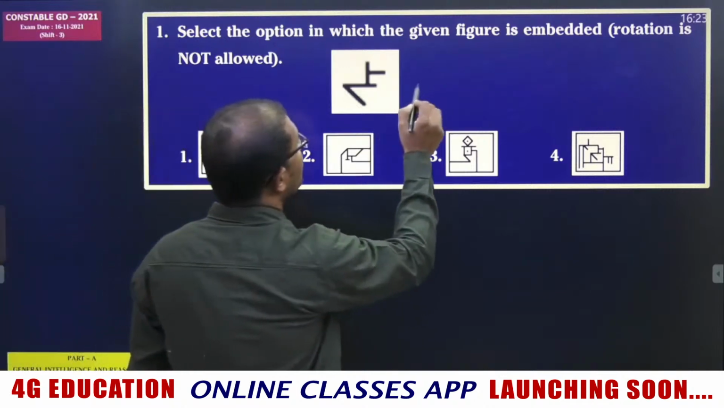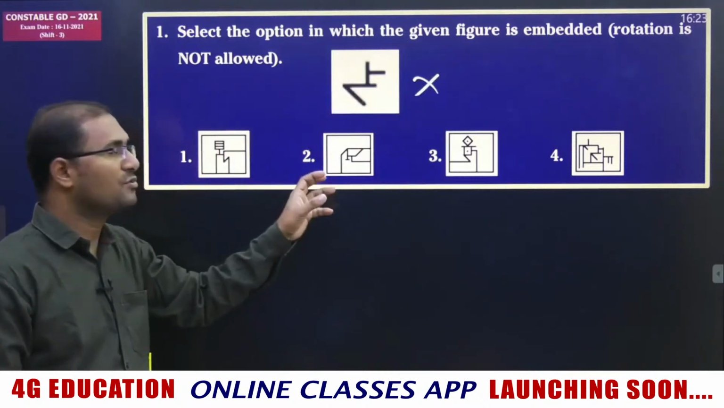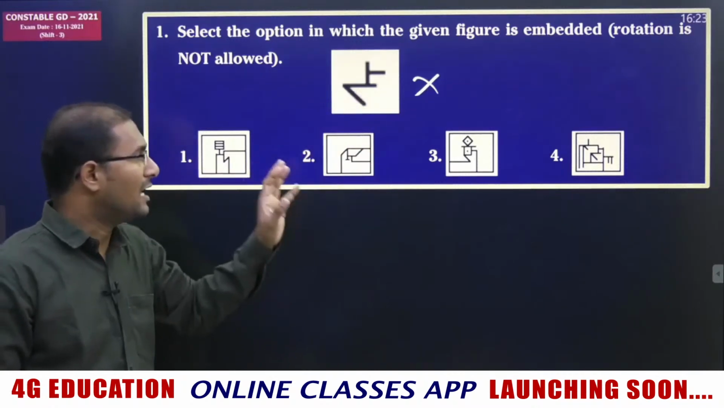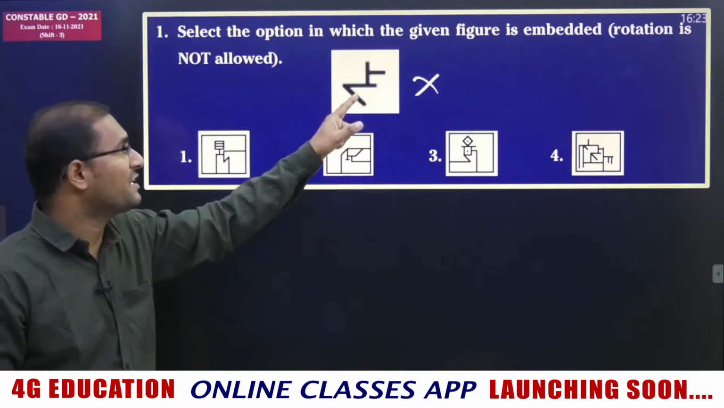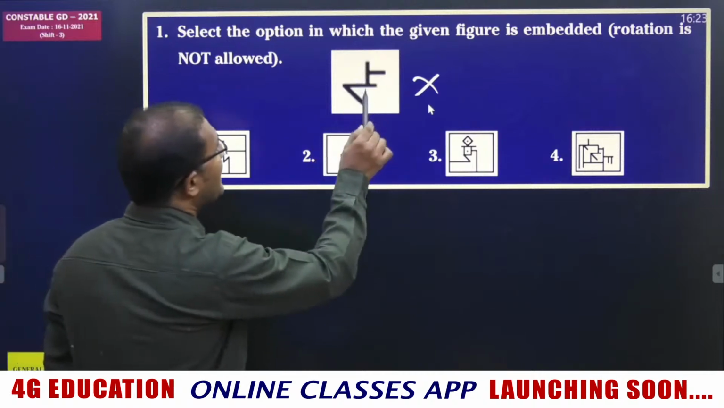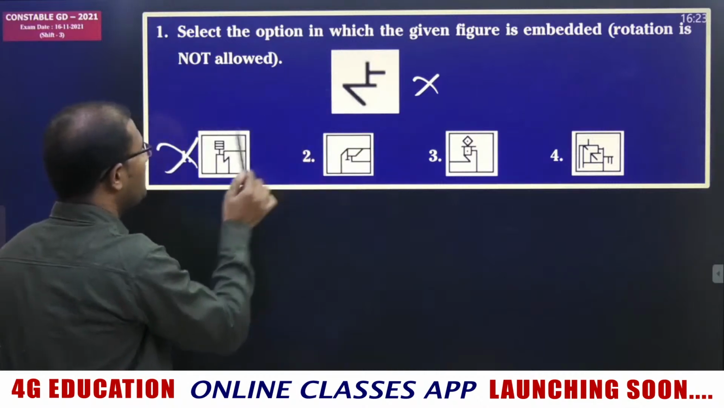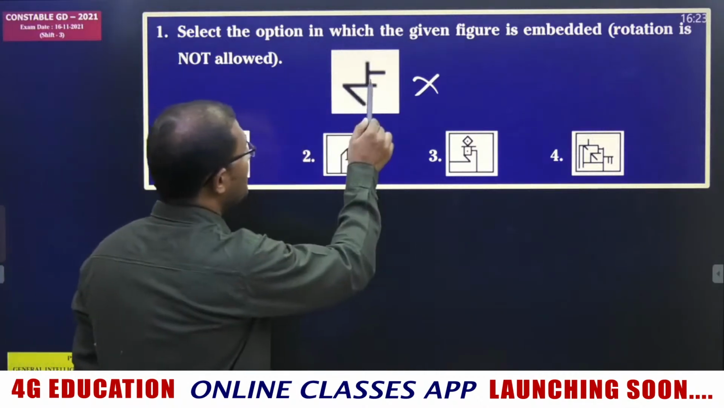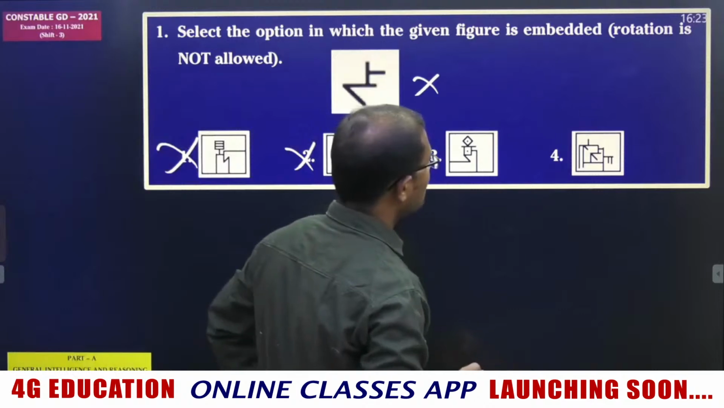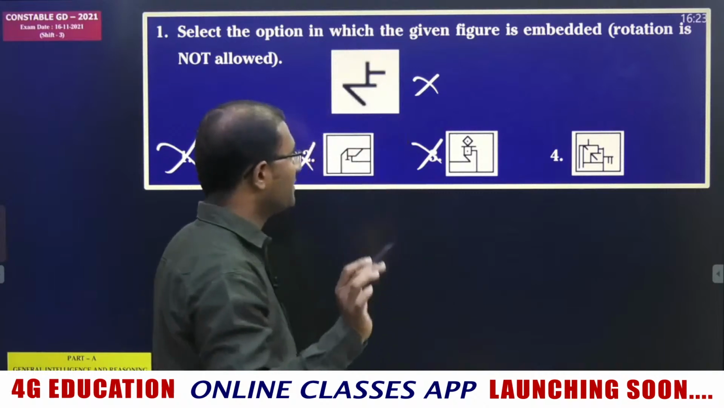Let us imagine that this is figure X. This figure we must be able to observe in the given options. That means this given figure X is hidden in one of the options, and the option in which figure X is hidden is the right answer. In the first option, we cannot see the same pattern. Figure X we cannot find in option 2 also, and in option 3 also we cannot find exactly figure X.